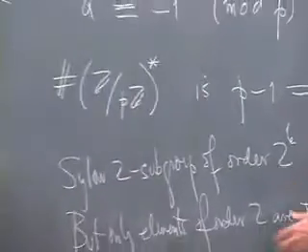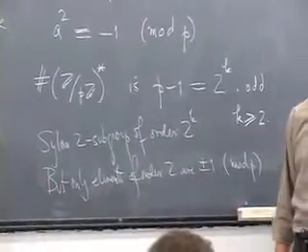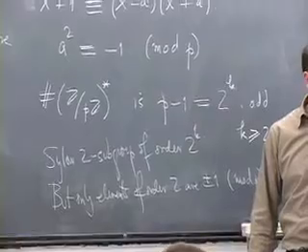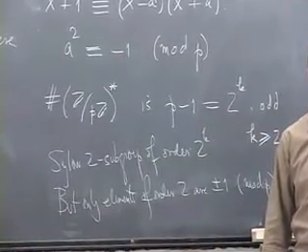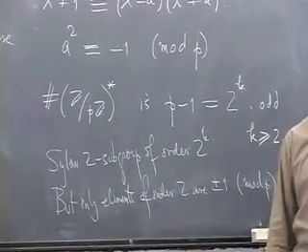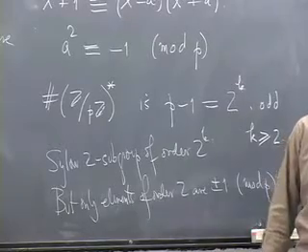And there are only 2 elements of order 2, so there have to be elements of order bigger than 2, right? 4, 8, 16, whatever they are. They have to be bigger than 2. And by taking powers of those elements, you eventually get to something of order 4.